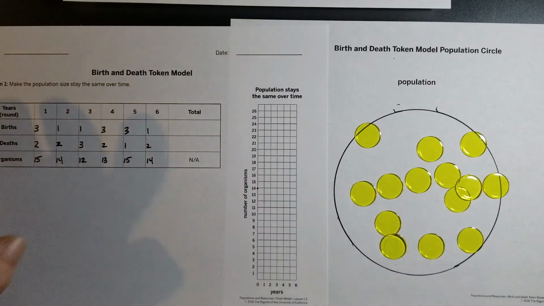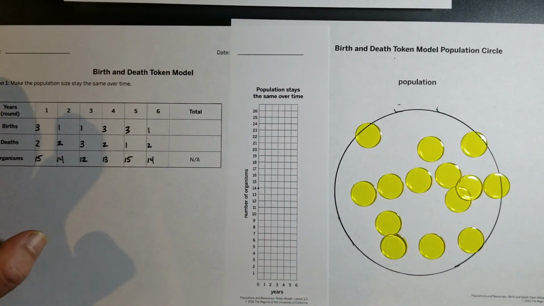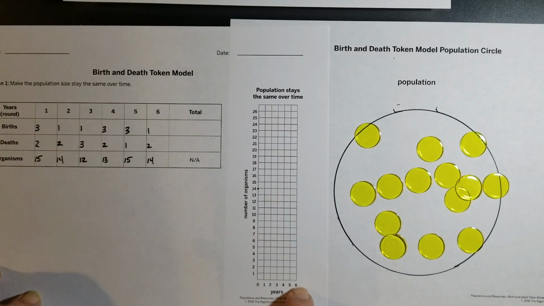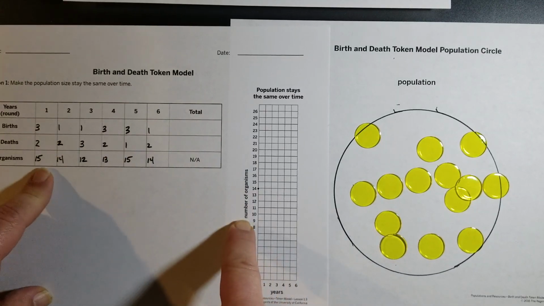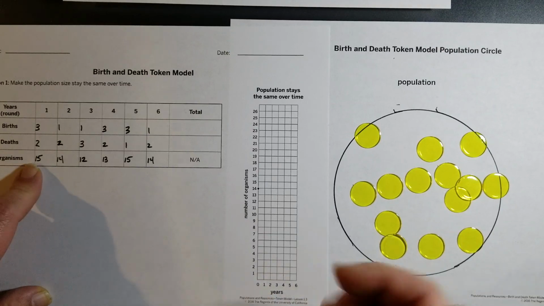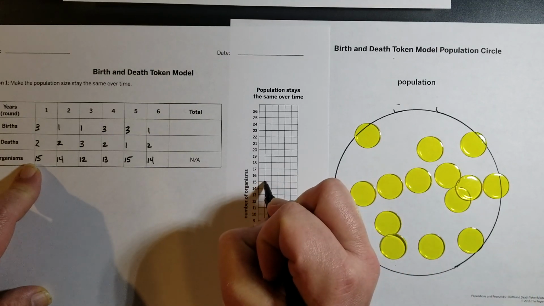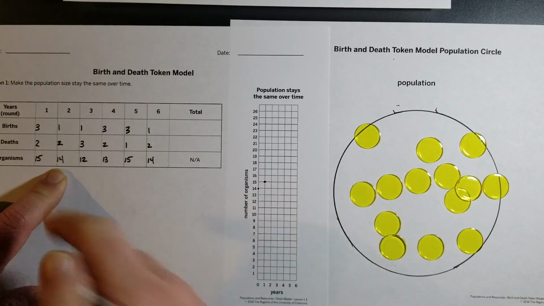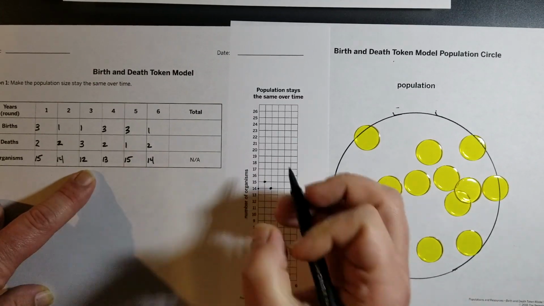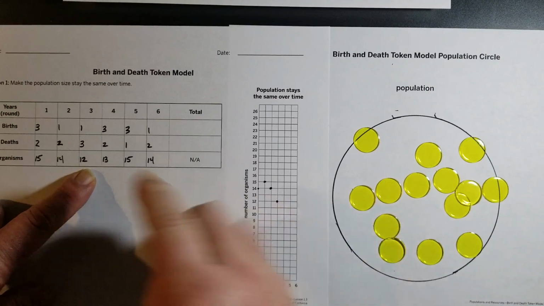Okay, now this graphing piece on the side wants you to look at the number of years. So we did 6 years. And then the number of organisms. So we started with 14. After year 1, we were at 15. After year 2, we were back to 14. After year 3, we took a drop to 12.